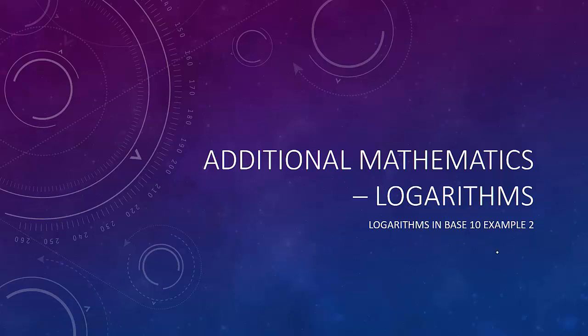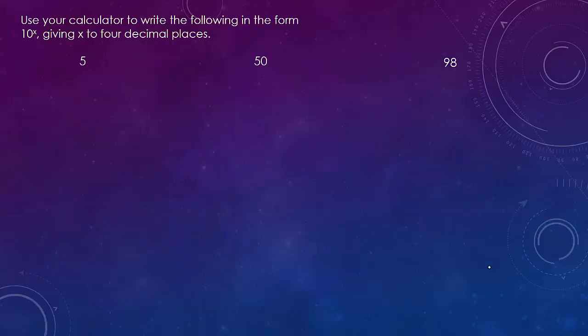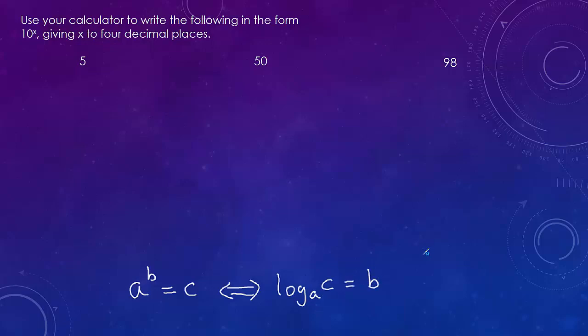Logarithms in base 10, example 2. Use your calculator to write the following in the form 10 to the power x, giving x to 4 decimal places. Okay, so once again we're going to be using that a to the b equals c is equivalent to log to the base a of c being equal to b.